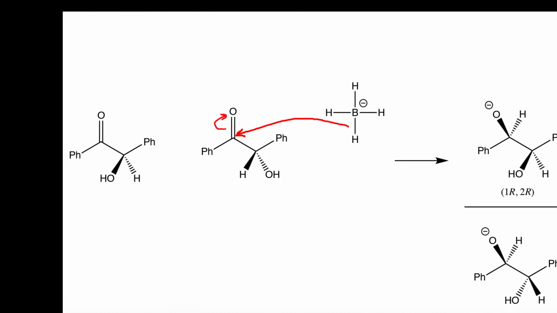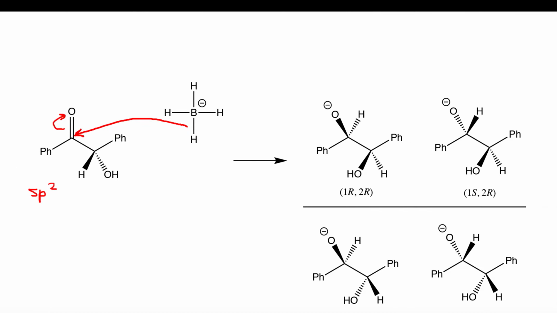Now remember, the hydride can attack this carbonyl carbon from the top or from the bottom, because remember that the hybridization of this carbon right here is sp2. sp2 indicates a trigonal planar geometry of the molecule. So this is a flat structure. So the hydride can attack from the top of the double bond, or it can attack from below. What this creates is a new chirality center, as you can see right here.